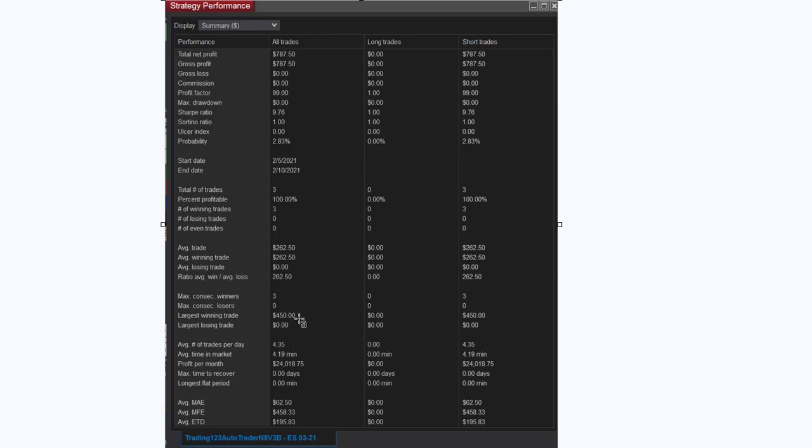So if you were to have that goal set each day on a monthly basis, this would be your profit. And that's the strategy performance on the ES trade that we just did. Now if you had different profit goals, say you had a profit goal of 300, of course all these numbers would be different. So that's the trades of the day with the Trading123 trade robot.